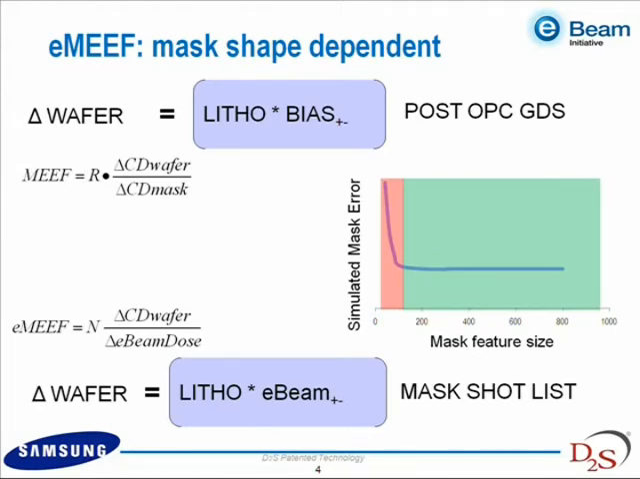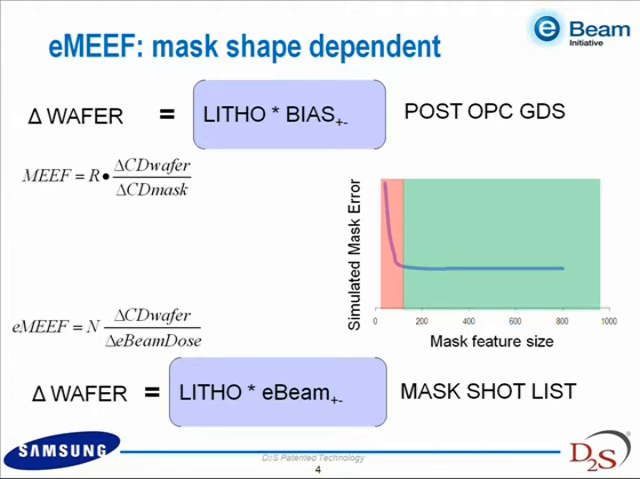What's new in eMEEF? How is that different from the common MEEF? In case of the common MEEF, as we mentioned before, mask error is considered to be purely random. Therefore, it's approximated by a simple bias. You would apply bias to the mask, and then you would use the litho simulator to obtain how much of that bias is transferring to the wafer. So the MEEF is basically just changing the CD of the mask to the change of the CD of the wafer.